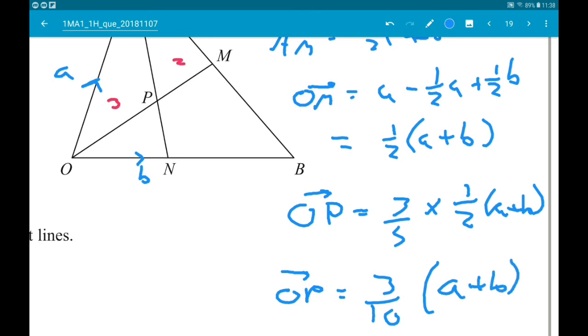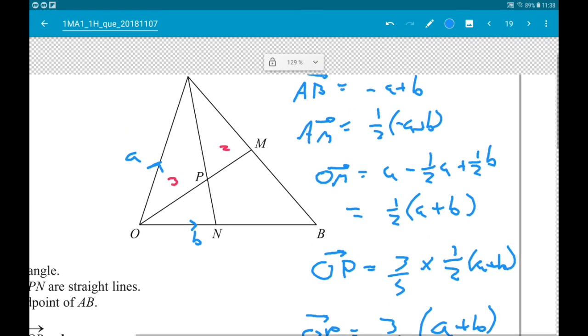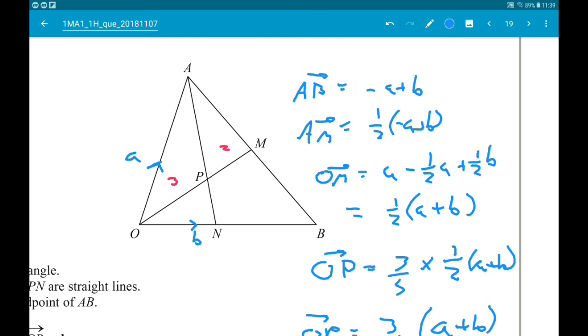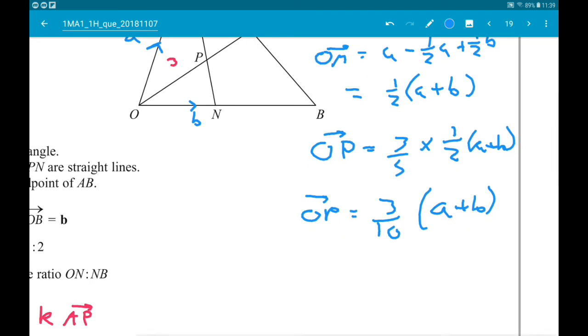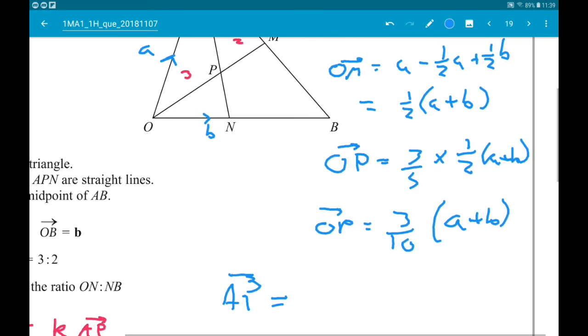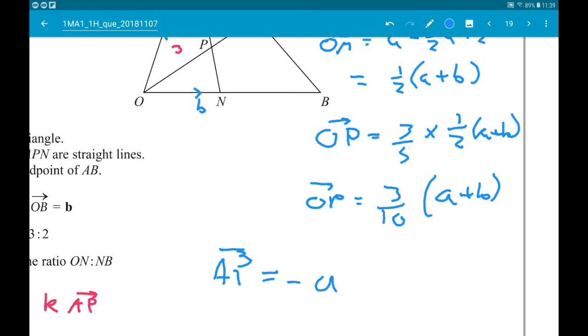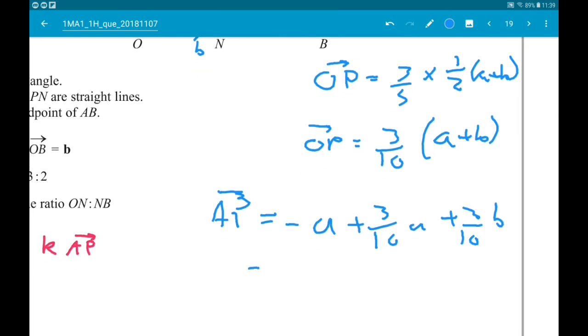Now that we know O to P, we could work out how to get from A to P. So we would go from A down to O up to P. So we can now say that A to P, so that's going to be minus A add 3/10 A add 3/10 B. So that is minus 7/10 A add 3/10 B.